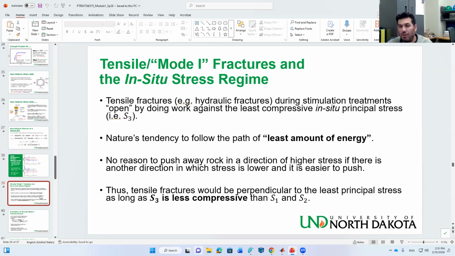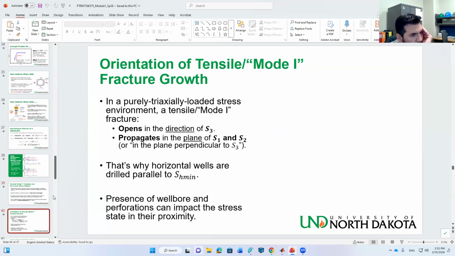Before that, people were arguing. Some people were saying all fractures are horizontal. Some people were saying all fractures are vertical. Hubbert said they can be either horizontal or vertical. It depends on the stresses, and they will always open against the least compressive local stress from the point of initiation. We did talk about that and drew some sketches in class.